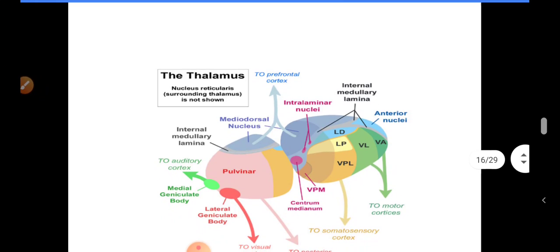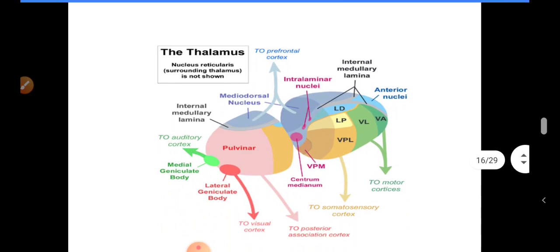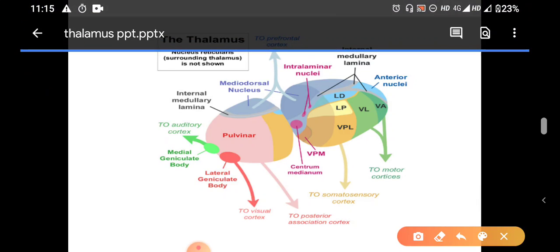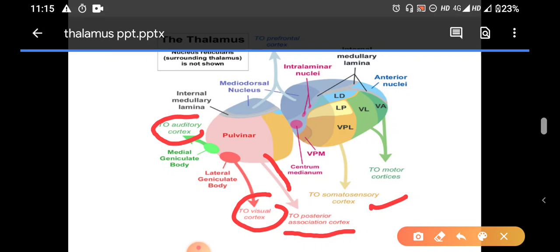Again in this diagram you can see the efferents are going from the ventroanterior and the ventrolateral to the motor cortex roughly. Then from ventroposterolateral it is going to the somatosensory areas. From pulvinar nucleus, the efferents will go to the posterior association area, temporal lobe posterior association area. From lateral geniculate bodies, it goes to the visual cortex. From medial geniculate body, it goes to the auditory cortex.